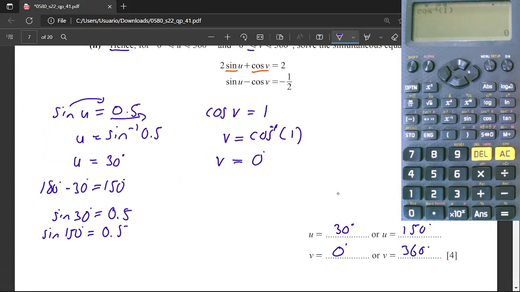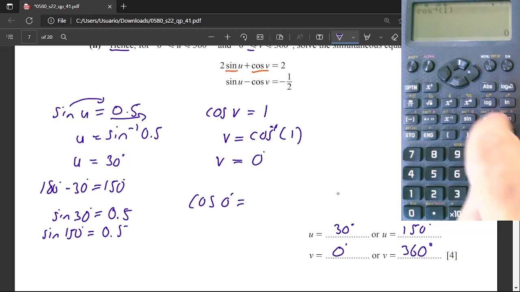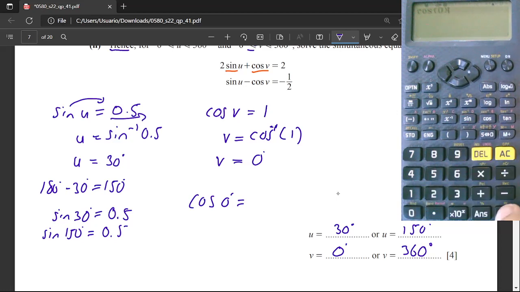Is it correct? Well, first of all, make sure your zeros don't look like sixes. They look like zeros. Okay, let's see. Cos 0 degrees on our calculator. Cos 0 equals 1. Sweet. And what does cos 360 degrees equal? Cos 360 equals 1. Sweet. We know it's correct. Well done.